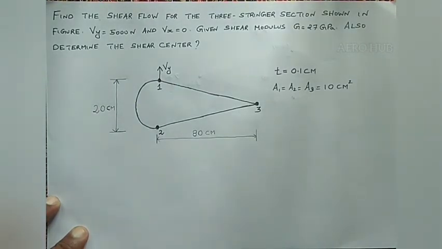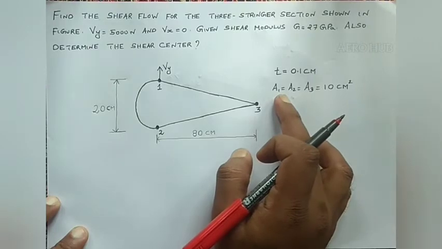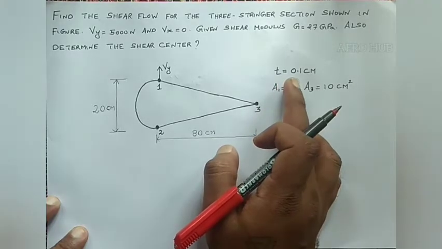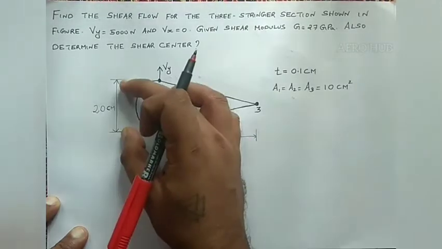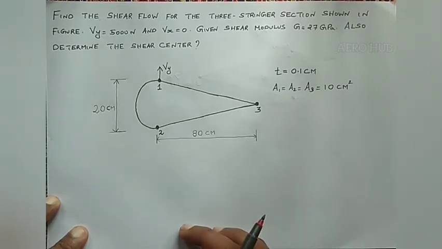As you can see in the figure, we have a section which is having three boom areas, 1, 2 and 3, and the area of each boom is 10 centimeter square, and the thickness of the skin is 0.1 centimeter, and the dimensions are given in the figure, 80 centimeter and 20 centimeter as height. So the first step is to find out the centroid of the section, and from the centroid we have to find out the moment of inertia, and then we have to proceed to find out the values of shear flow and shear center. To find out the values of centroid, we need a reference axis.